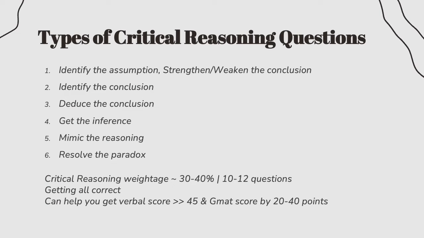The first thing that is very important for everyone to remember is to understand the types of critical reasoning questions that are asked in the GMAT verbal section. Number one, and most people are very familiar with this type of question, is identifying the assumption in the question. Maybe they are also asking you what things would strengthen or weaken the conclusion. Another type of question is to identify the conclusion.